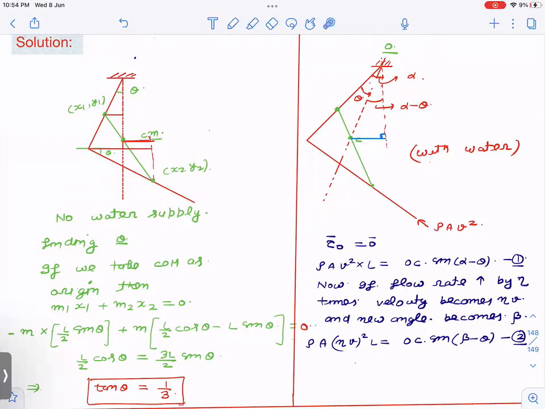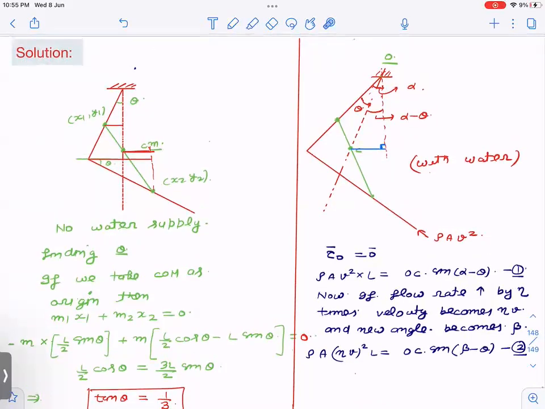When this is equal to 0, you get a little bit of simplification and you get tan theta equal to 1 by 3. So what is tan inverse 1 by 3? This angle is when there is no water reaction, there is no water. Simply, if there is this structure and it is free to rotate, then the angle theta made by this structure with the vertical is tan theta equal to 1 by 3, right? So that is what it is. Now let us see what happens if some amount of water enters from here and leaves from here.